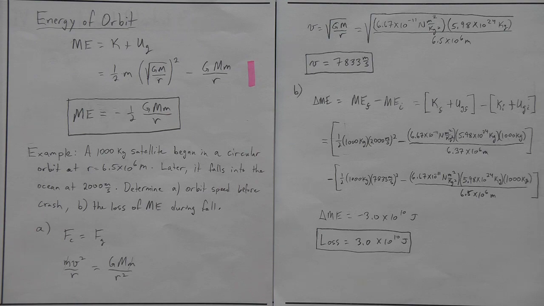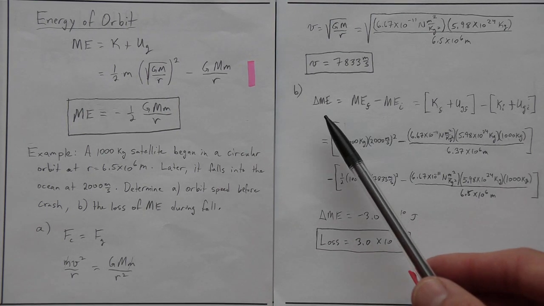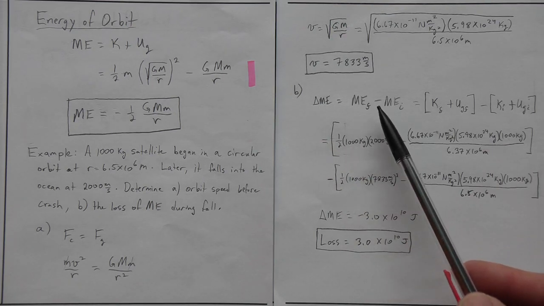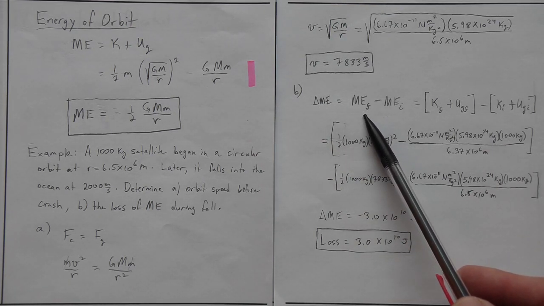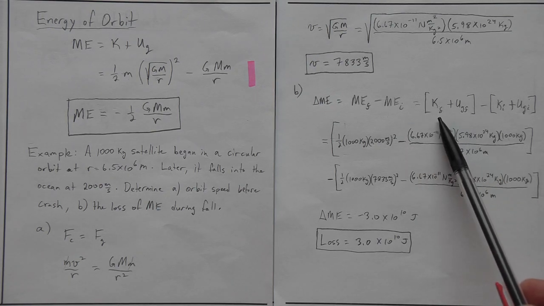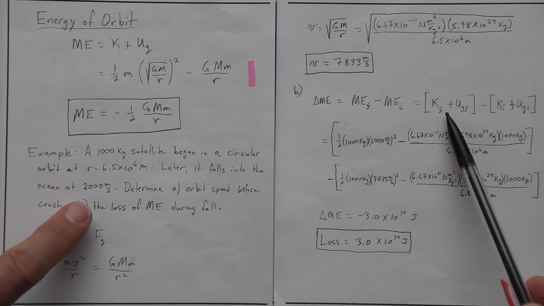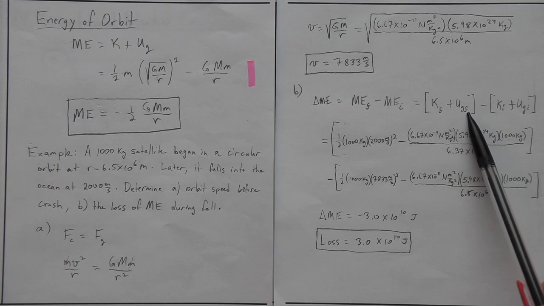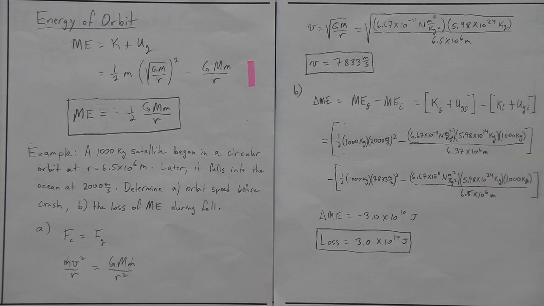That's extremely fast. All right, part B, the loss of the mechanical energy. First I'm going to calculate the change in mechanical energy, which, any change is calculated as final minus initial. In the final, when the thing falls into the Earth, it still has kinetic energy because it has velocity. And there's also potential energy, because potential energy is always non-zero unless you're in deep outer space. Before, in orbit, it had kinetic and potential. So those are the initial. Look at the numbers, how tedious.